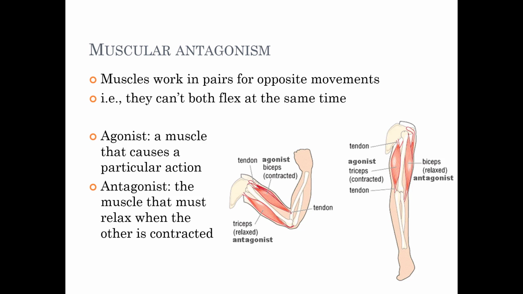When you are extending your lower arm, as shown on the right-hand side here, the opposite is true. In order to extend your lower arm, the triceps brachii muscle has to be contracted, making it the agonist, and the biceps brachii muscle has to be relaxed, which makes it the antagonist. So we can look at this antagonism in a number of different situations. But just remember, whichever one is contracted to make the action occur is the agonist, and the other one that has to be relaxed is called the antagonist.